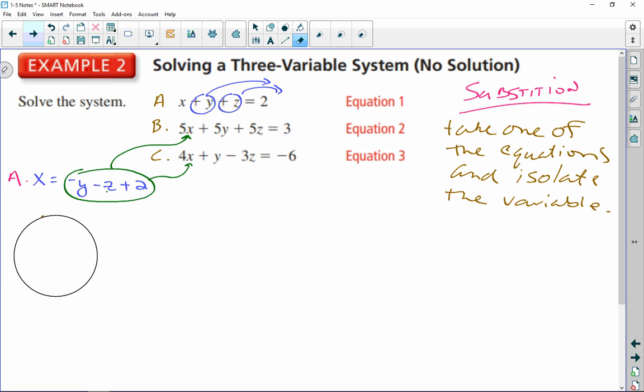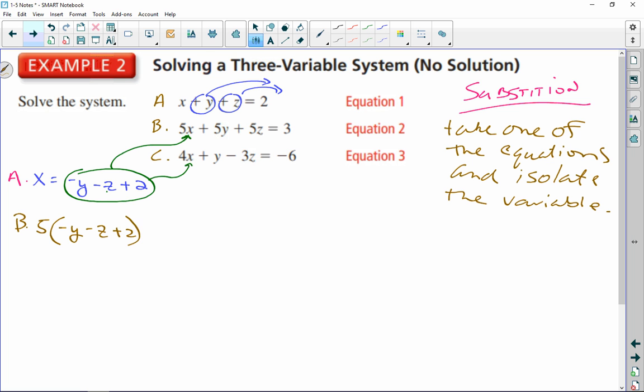Right, B. Okay, so 5 times negative Y minus Z plus 2, plus 5Y plus 5Z equals 3. Use your distributive property. 5 times that would be what? 5 times that. 5 times the 2.